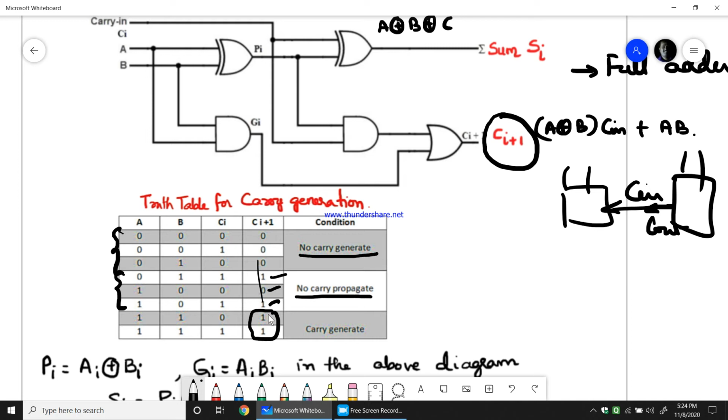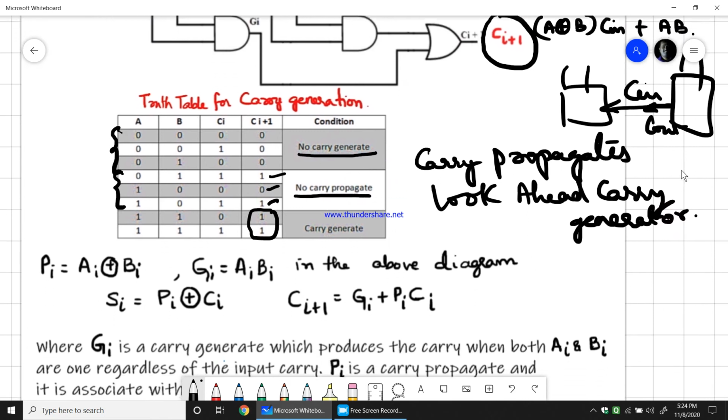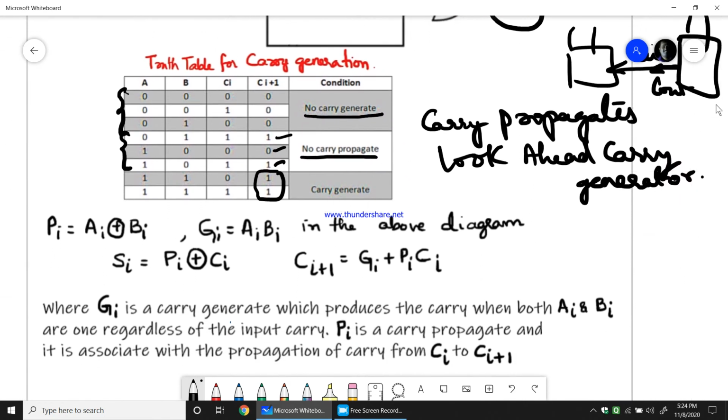So propagation is what we need to know to check how the carry is propagating so that we can design a look ahead carry generator. Once we know how carry propagates, we can easily design the look ahead carry generator. So the knowledge on carry propagation is very, very important, and it becomes a little bit complicated or a costlier system to verify the propagation of the carry. That is why it is a costlier system actually.